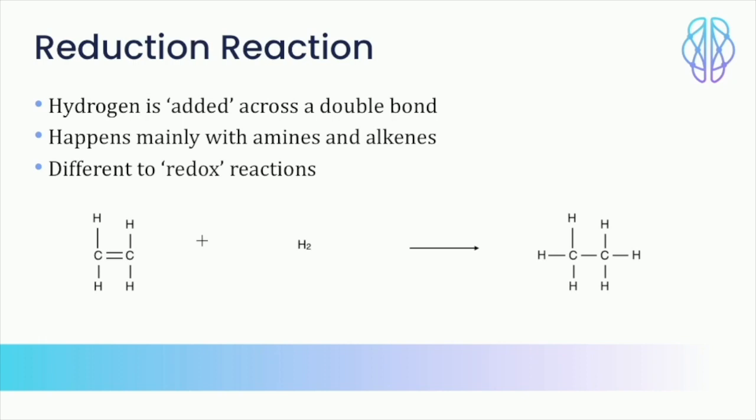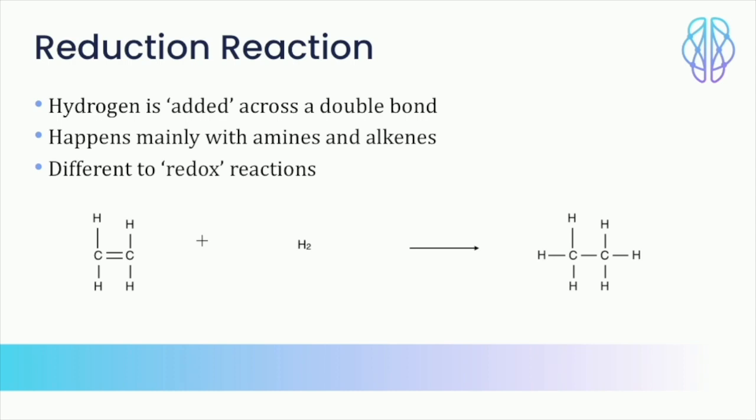So the first type of reaction we have is a reduction reaction. These reduction reactions are a bit different to the reduction reactions you may have come across in your study of electrochemical or galvanic cells. Essentially, in simple terms, it is when a hydrogen is added across a double bond, especially in an alkene. They happen also in amines and to a lesser extent in an alkyne.